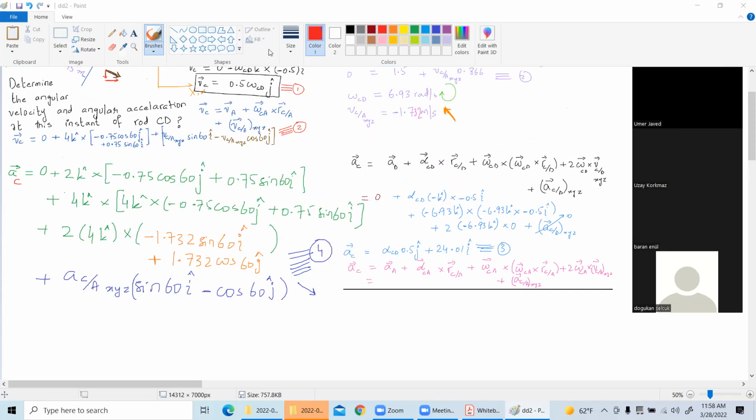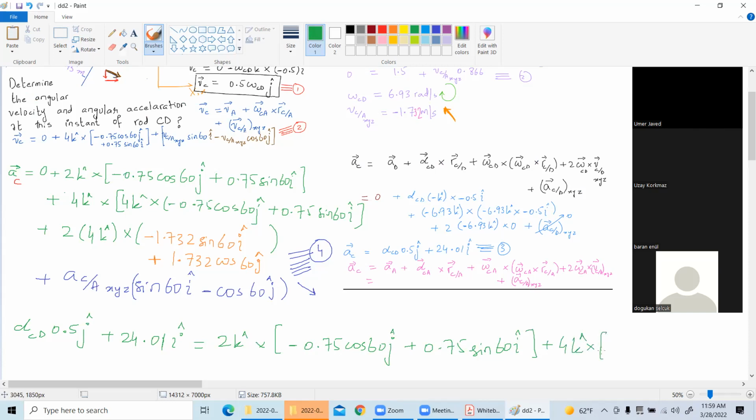Now I write equation 3 on the left hand side. So I will get nice and beautiful alpha CD 0.5 J plus 24.01 I equal to 0 plus 2K cross product minus 0.75 cosine 60 J plus 0.75 sine 60 I, and plus 4K multiplied by minus 0.75 cosine 60 J plus 0.75 sine 60 I. And I will close this bracket.